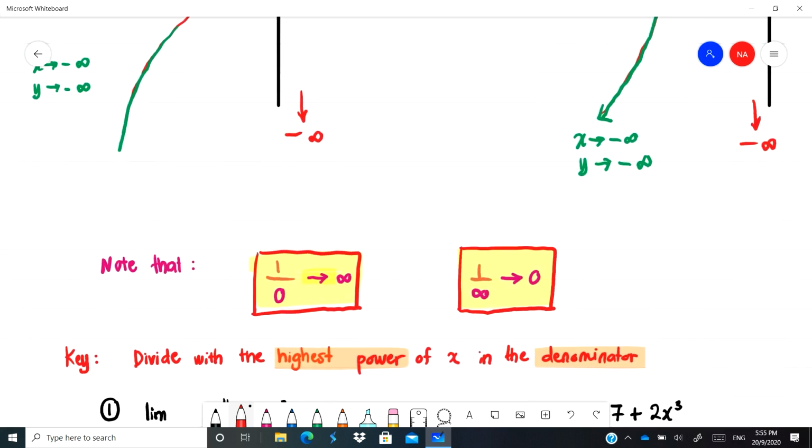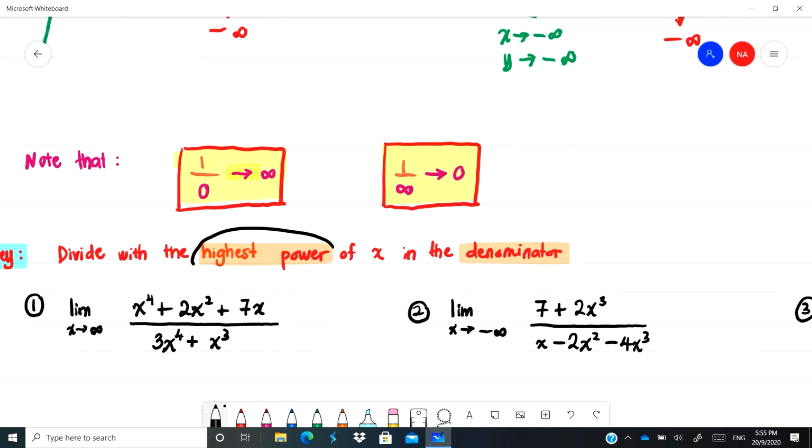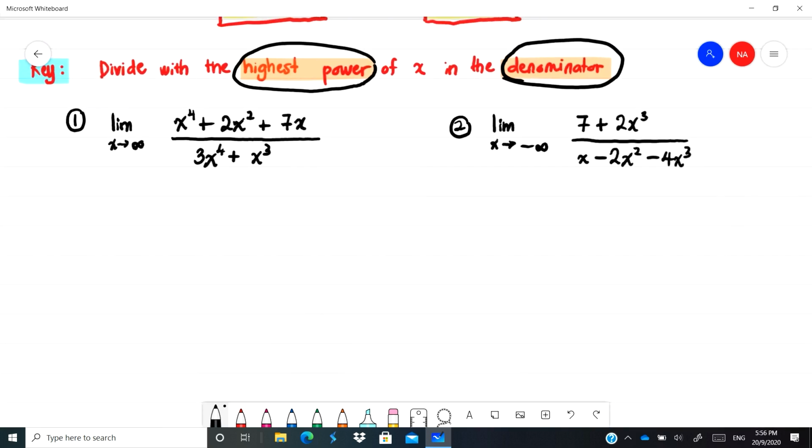We have one tip here: divide each term inside your expression by the highest power. It must be the highest power of x in the denominator. What does it mean? Let's look at question number 1.